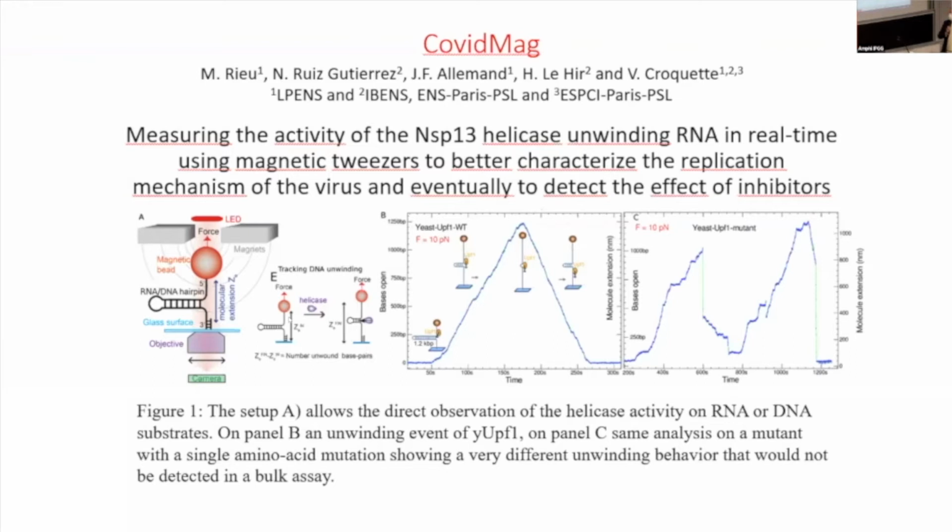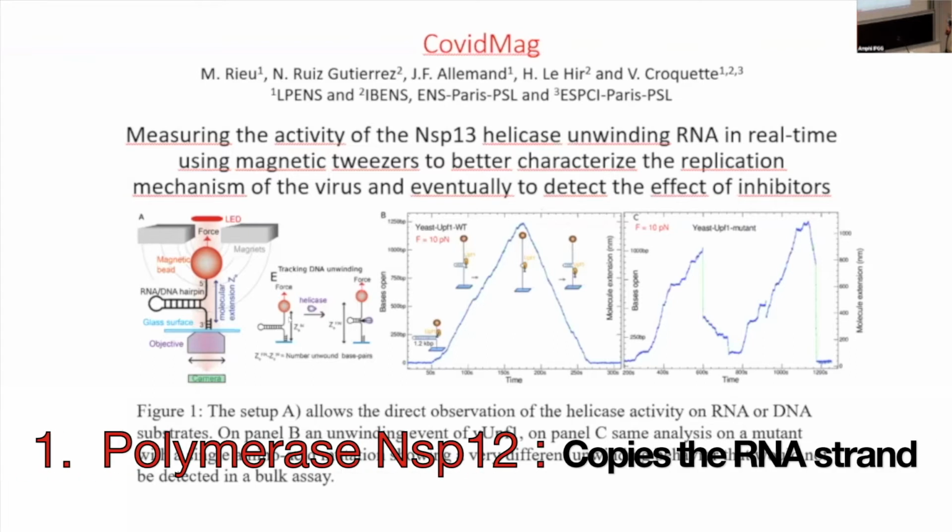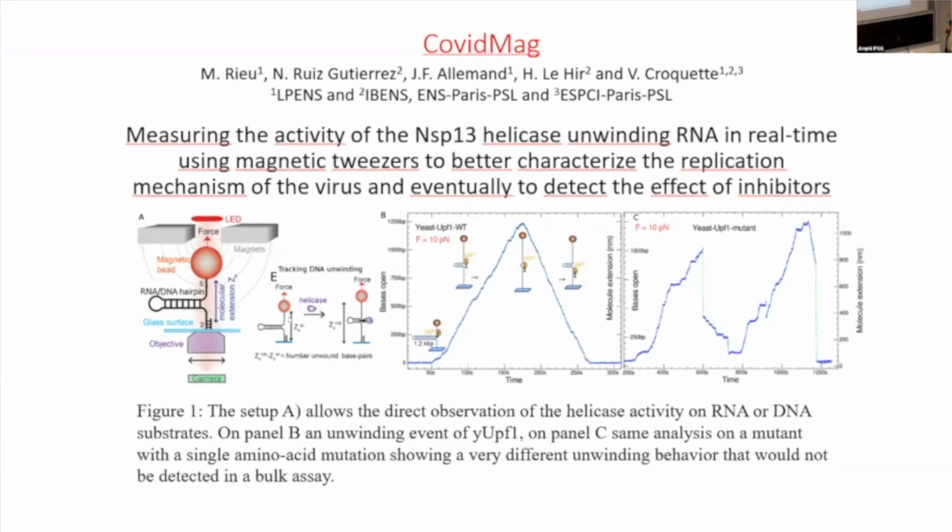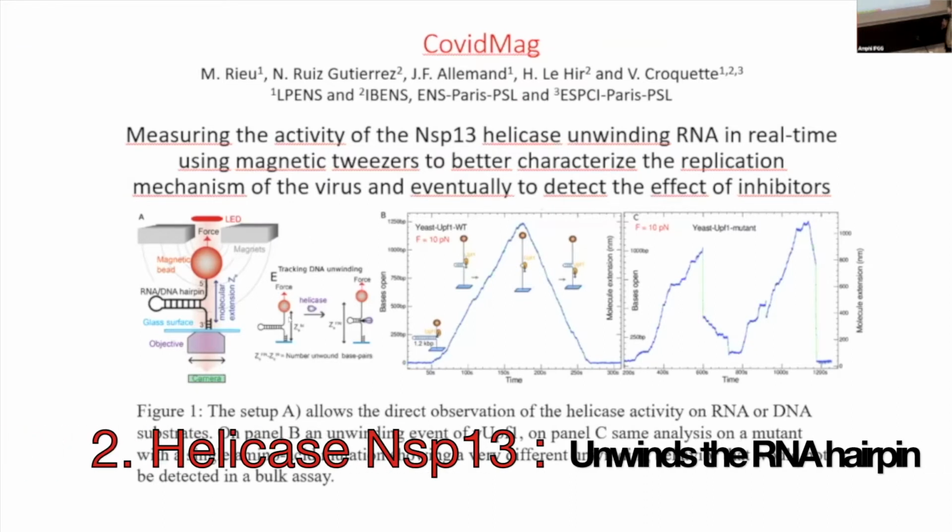And this requires two things: a polymerase, here an RNA-dependent polymerase, which copies RNA from the RNA, because the virus is one strand and it has to be copied on the opposite strand and then back to the previous strand. At the same time, you also need to separate the various RNA pieces. And this is done mostly by the helicase, which is called NSP13.